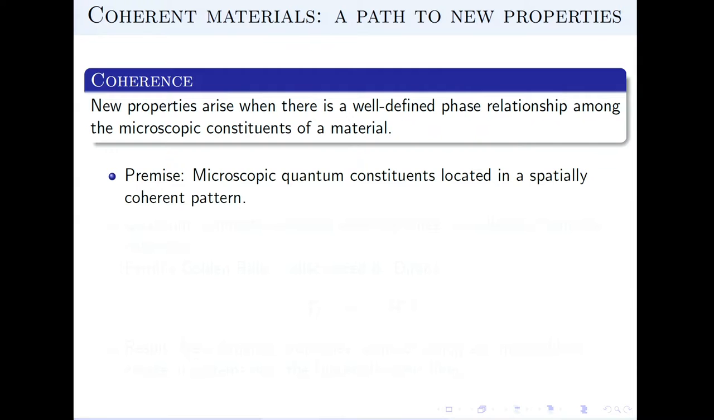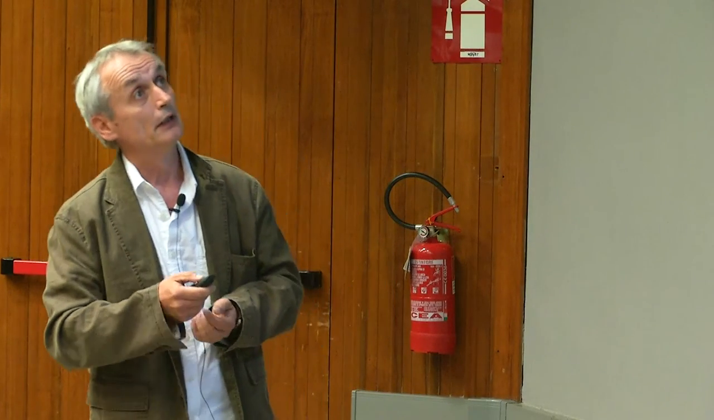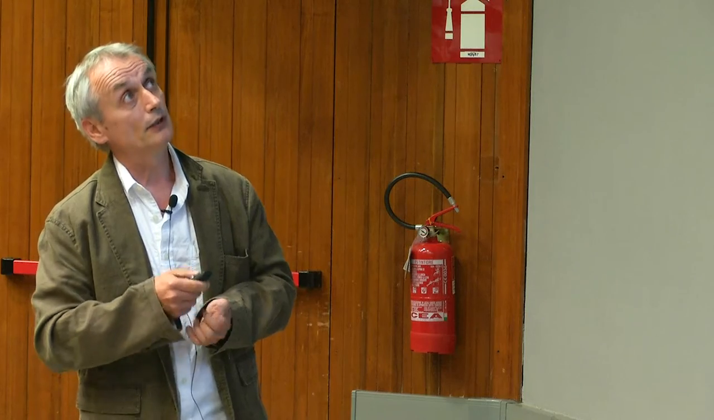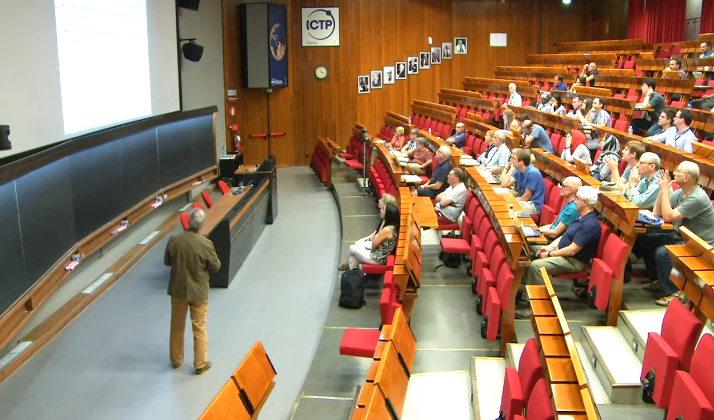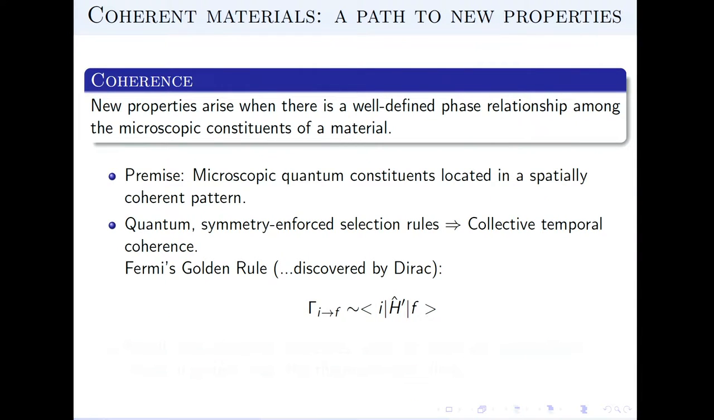So the premise is that if your constituents have a quantum character, molecules do tend to have that character, and they are located in a spatially coherent pattern, you have quantum symmetry-enforced selection rules. In other terms, when you do transitions between the states of these symmetrically placed constituents, starting from spatial coherence, you are going to end up with collective temporal coherence.